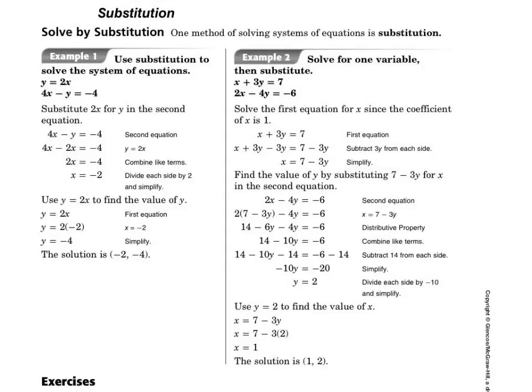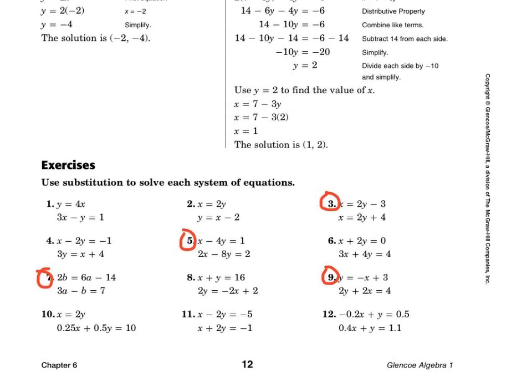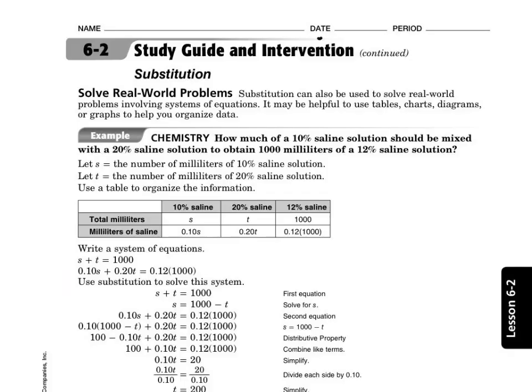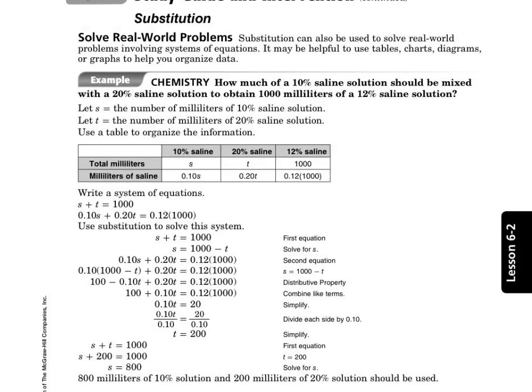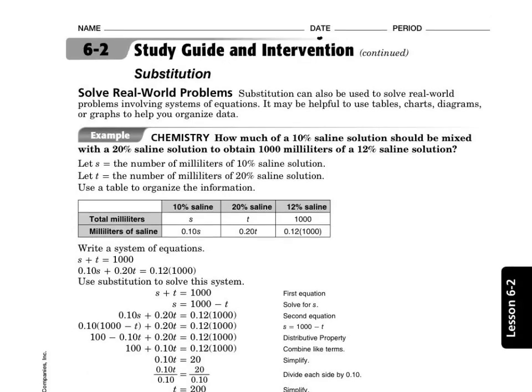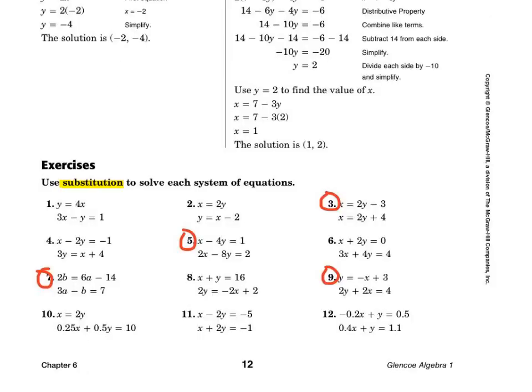All right, for some independent practice: 3, 5, 7, and 9. You're using substitution to solve these systems. And that's it. We'll work on the word problems in class. So get to work on the independent practice. We will check it tomorrow. We will go over these.